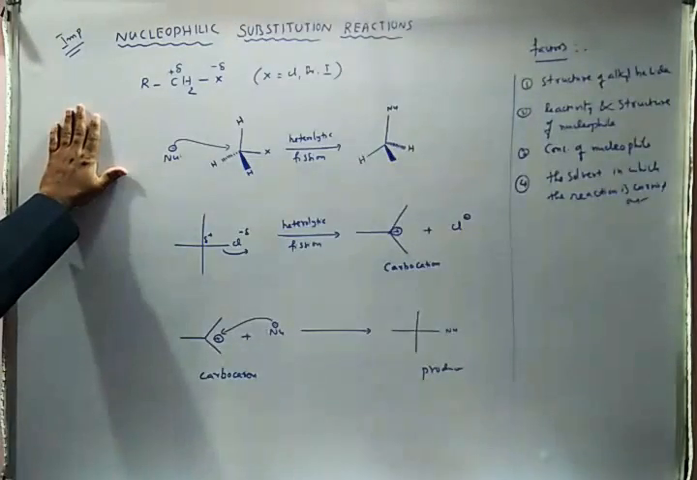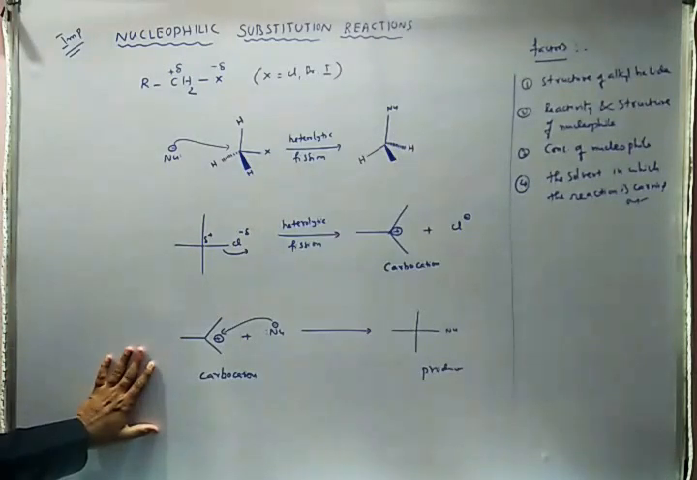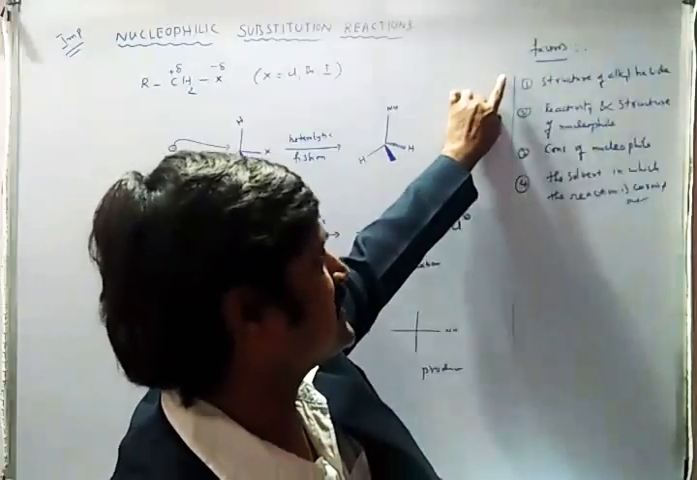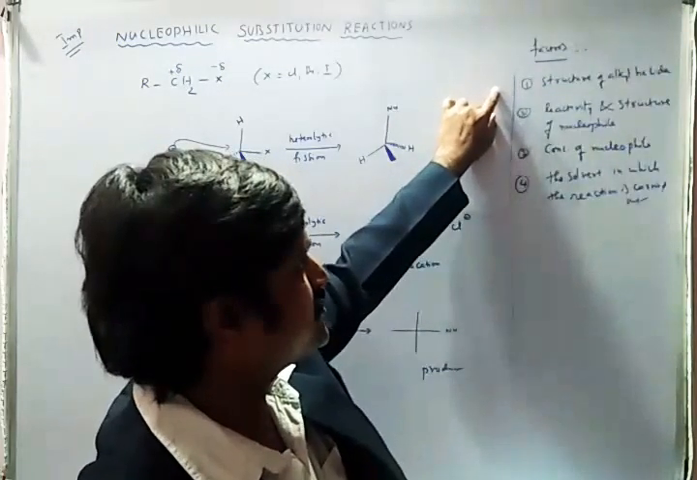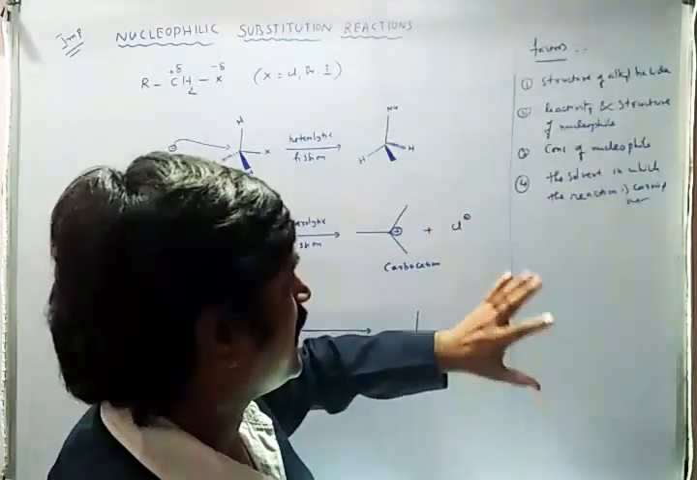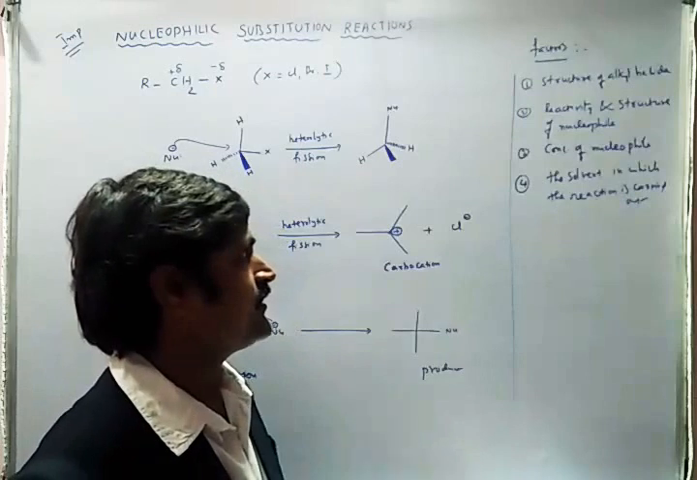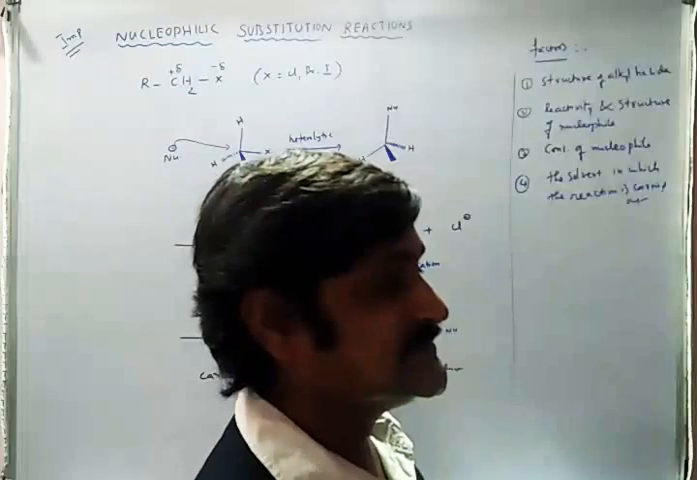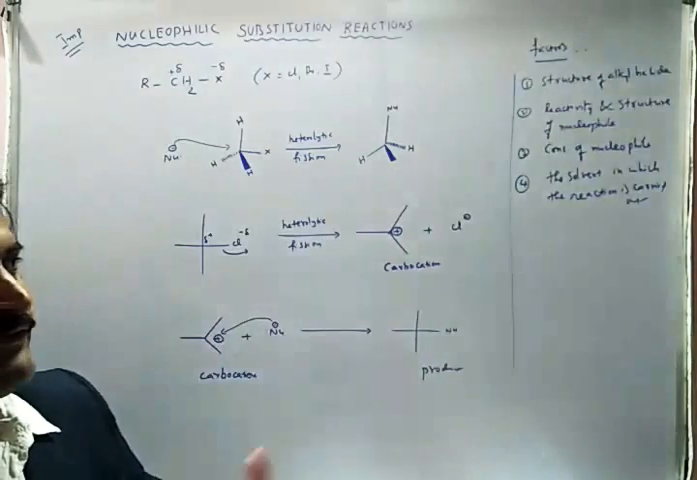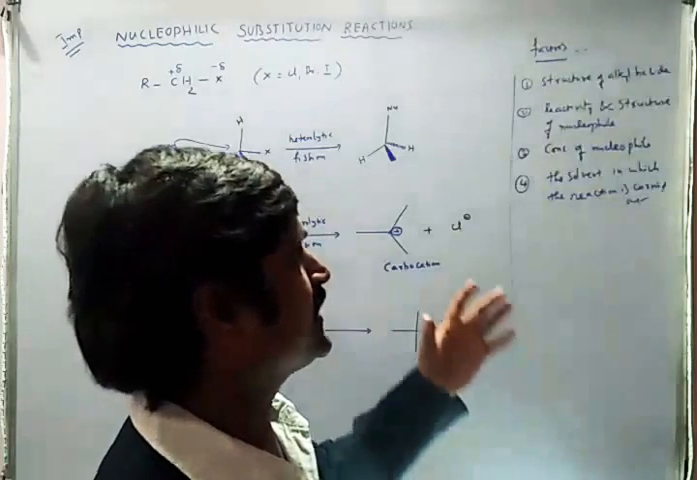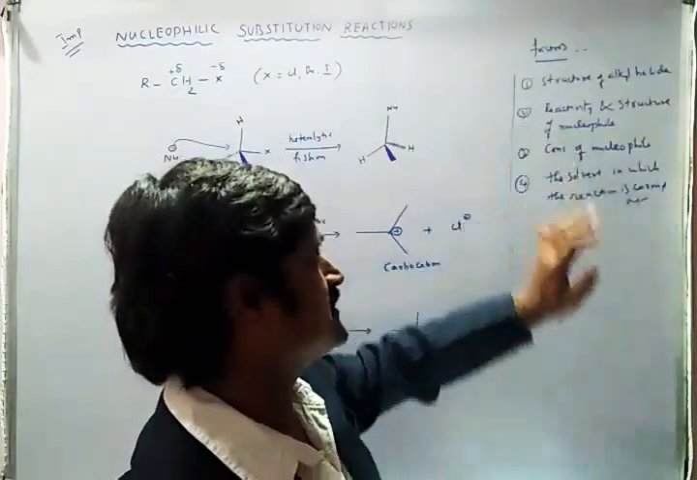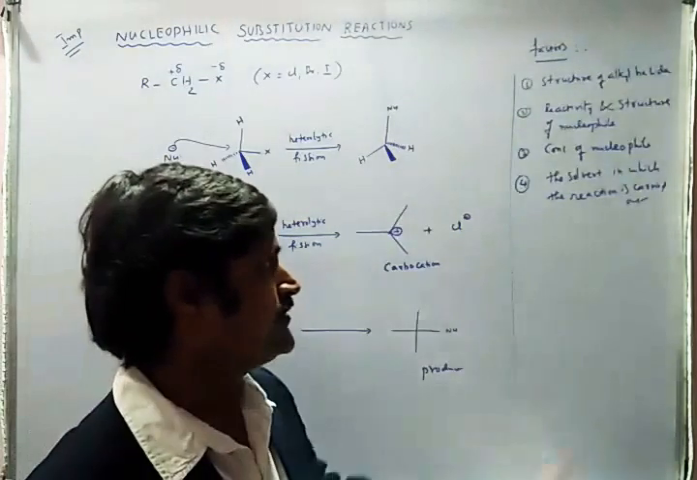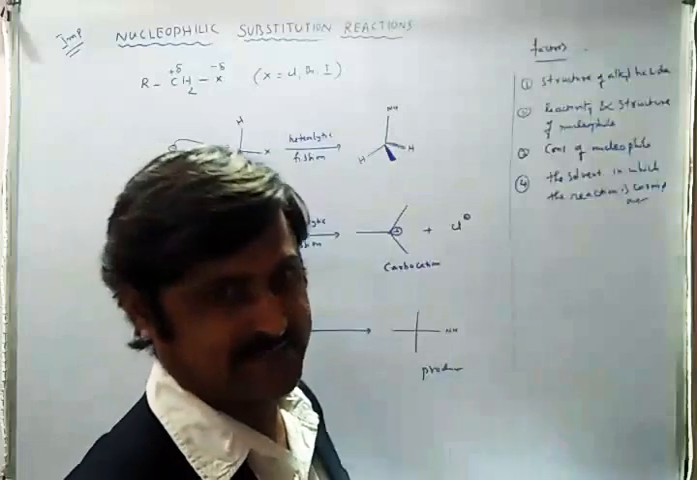Okay, this is the general introductory part of nucleophilic substitution reactions. Let us see the important factors which influence the nucleophilic substitution reactions of alkyl halides. The first one is the structure of the alkyl halide. If the structure of the alkyl halide is known to us, then we can decide which type of alkyl halides undergo these nucleophilic mechanisms. The second one is the reactivity and structure of the nucleophile. The nucleophile structure is also important.